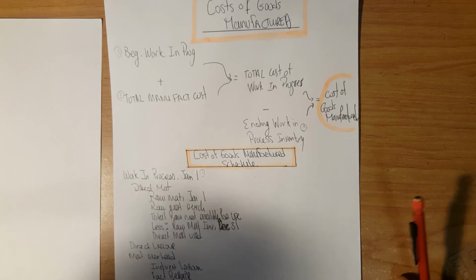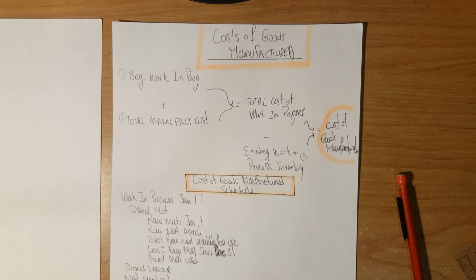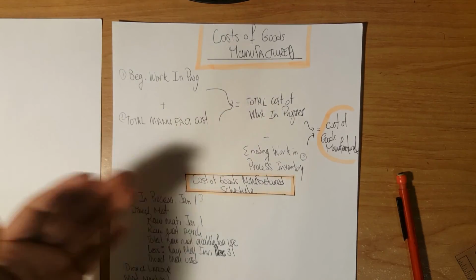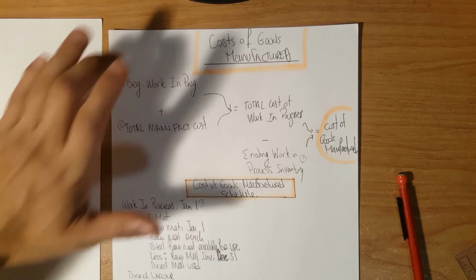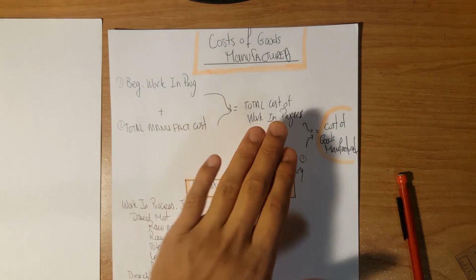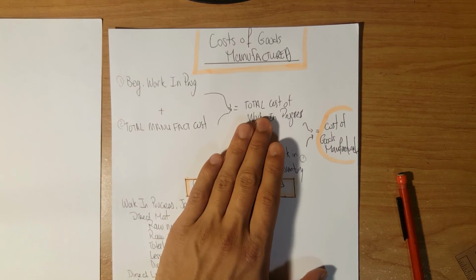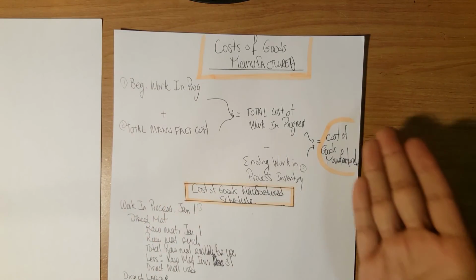In order to solidify these concepts, we will do a bunch of examples to make sure it's instilled inside your brain. So what was the point of all this? We had to find the cost of goods manufactured. How do we find this? The beginning work in progress plus the total manufacturing cost that you had to incur gives you the total cost of the work in progress. Subtract the ending work in progress inventory, which will give you the cost of goods manufactured.